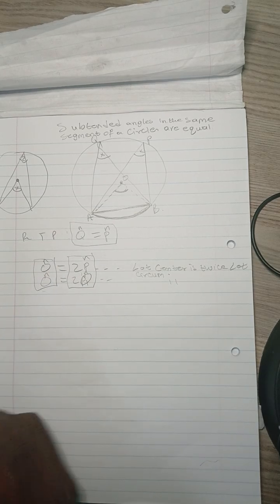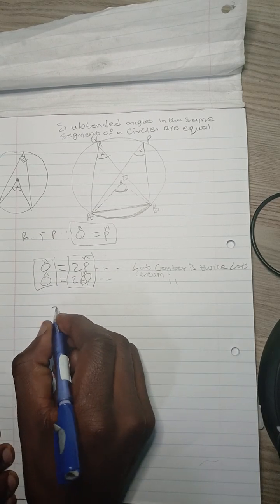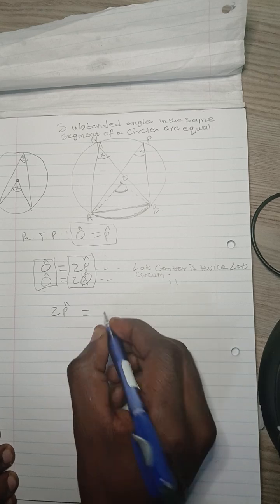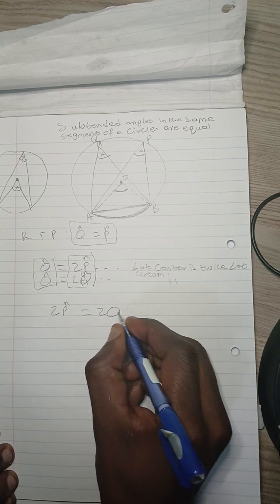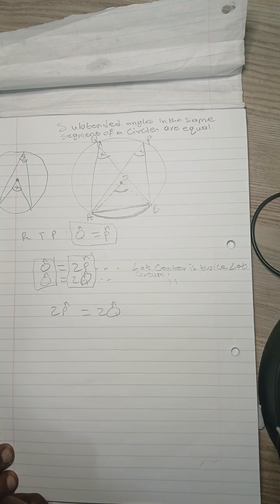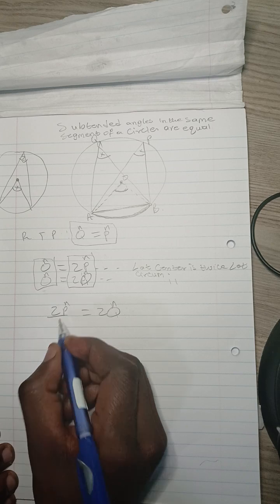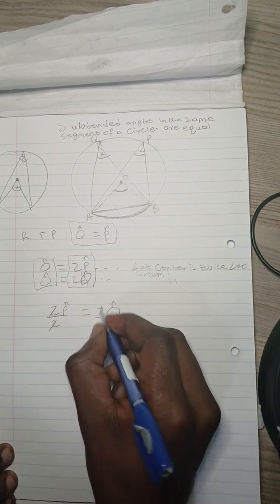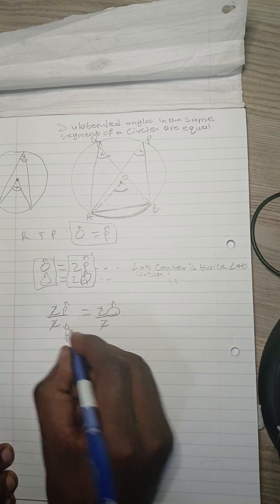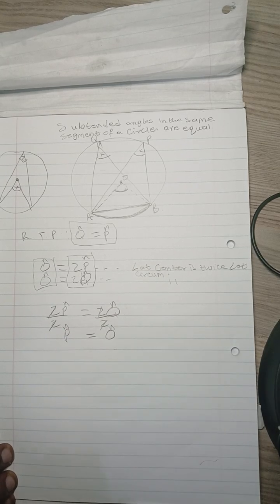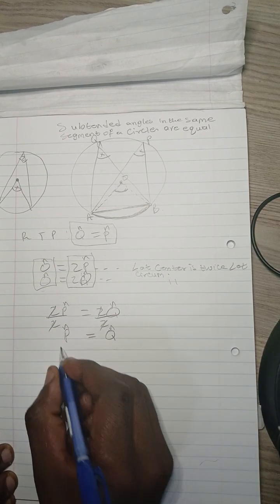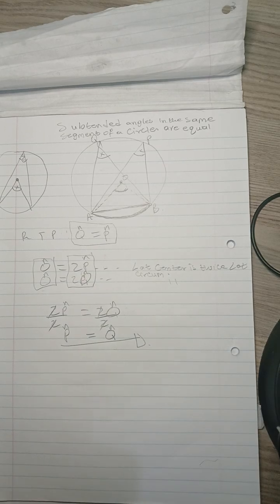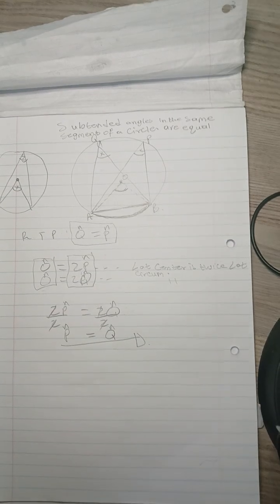Therefore, since both of these angles are equal to angle O, our 2P is equal to 2Q. Then we can divide both sides. The 2 cancels the 2, then angle P is equal to angle Q. And then that's our theorem.